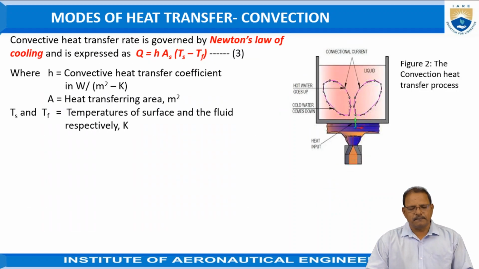The heat transfer by convection is given by Newton's law of cooling. It is expressed as Q = h As (Ts - Tf), where Q is the amount of heat transferred between the two regions, h is the convective heat transfer coefficient, expressed in watts per meter square per degree Kelvin, and Ts and Tf represent the temperature of the surface and the fluid respectively.